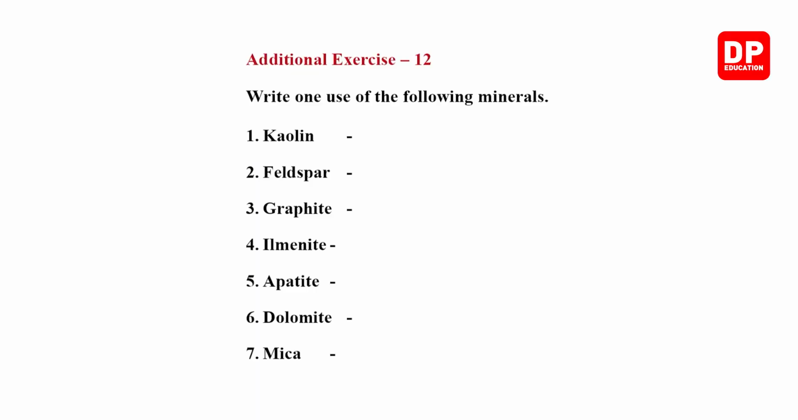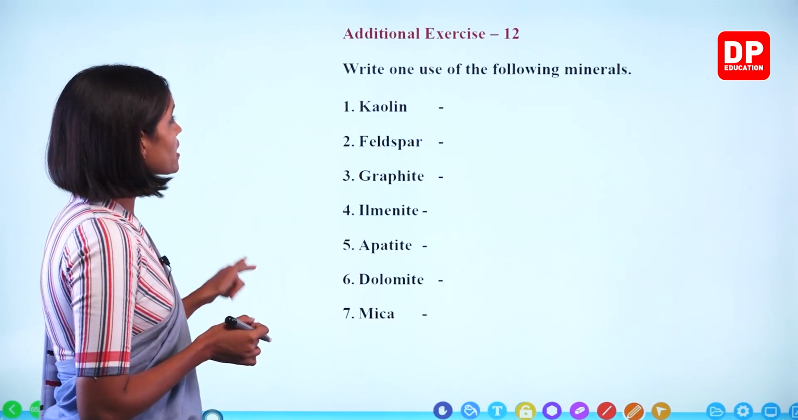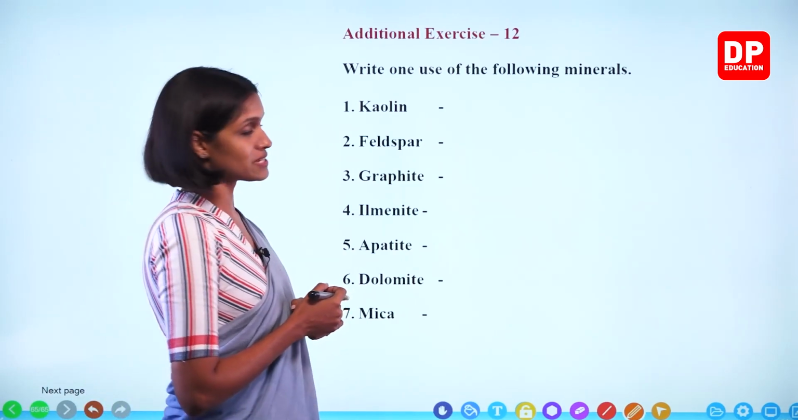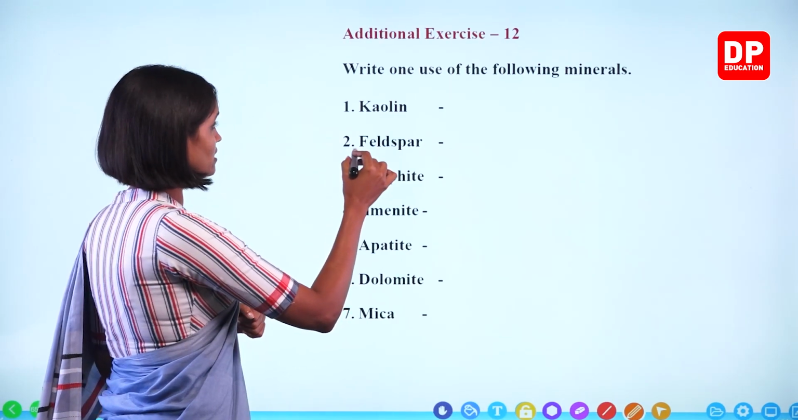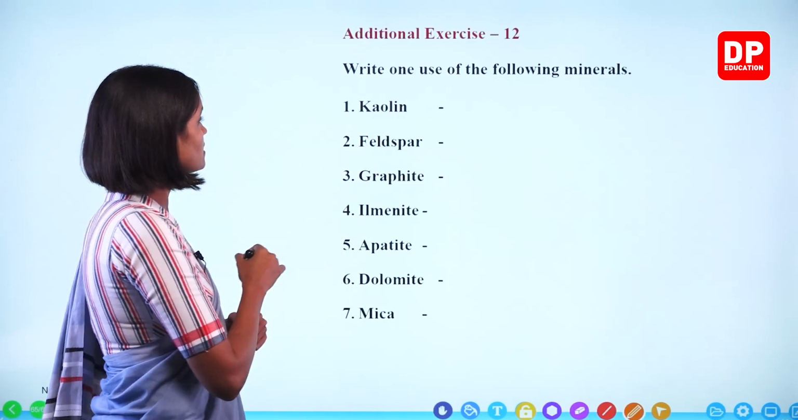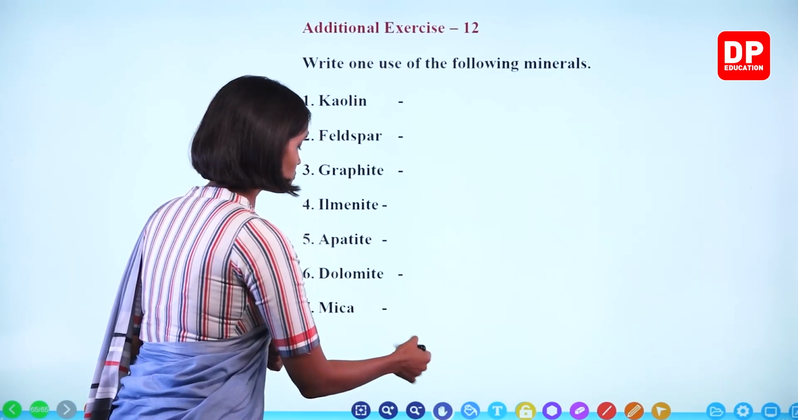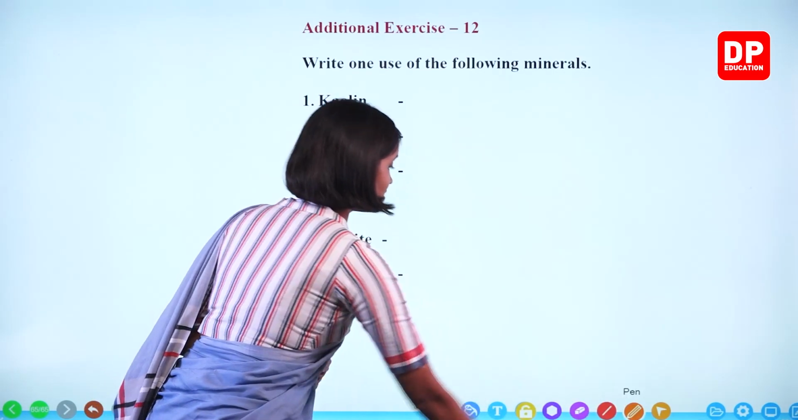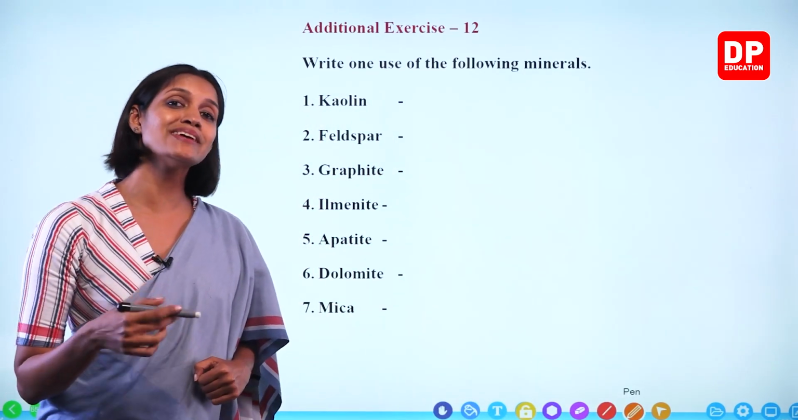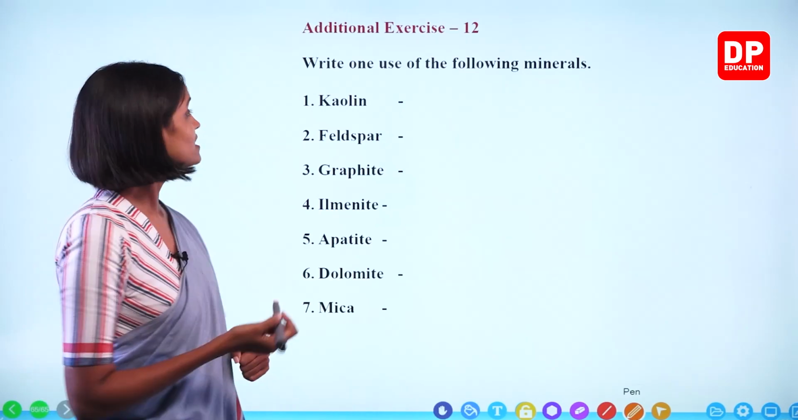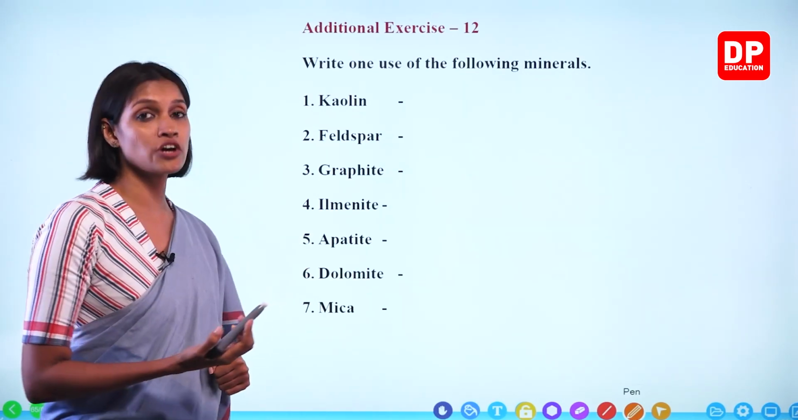So, right, exercise number 12. This is the last activity of this lesson. Okay, we'll go through this. Write one use of the following materials. So, we have to write down one use each. Number 1, kaolin. For which product can we use kaolin, children? Kaolin is used in the ceramic industry, right? So, to produce ceramic goods, kaolin is used.